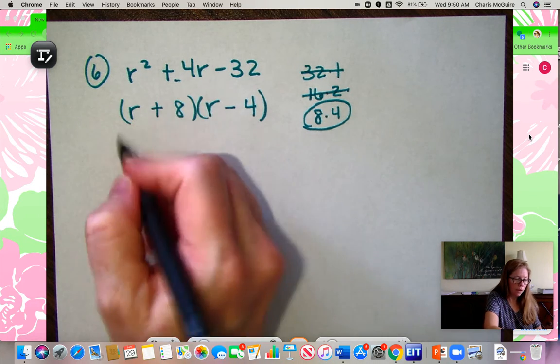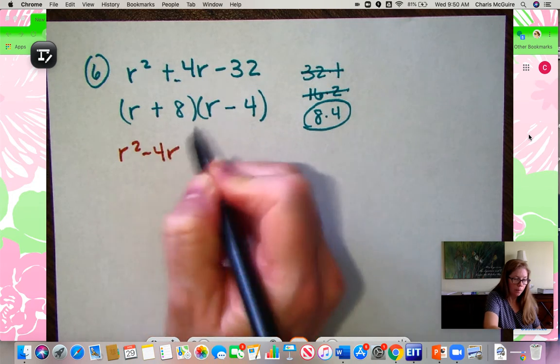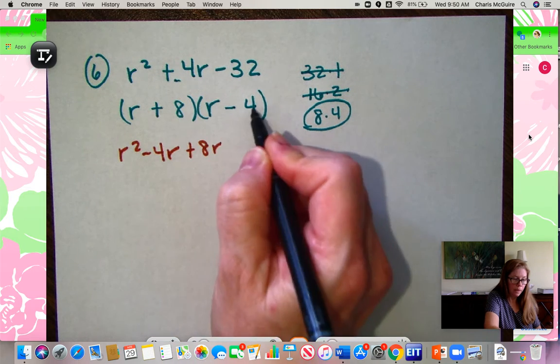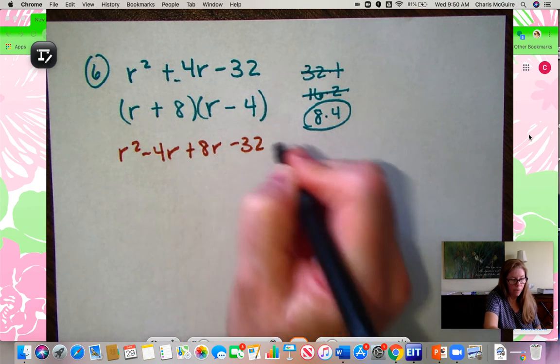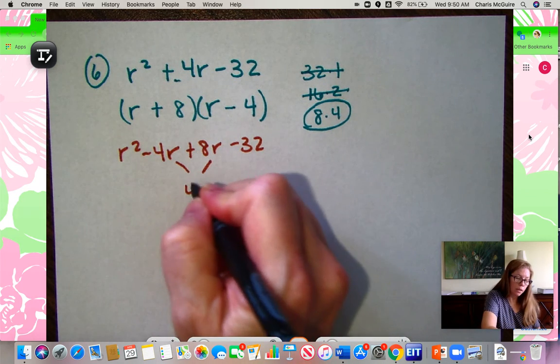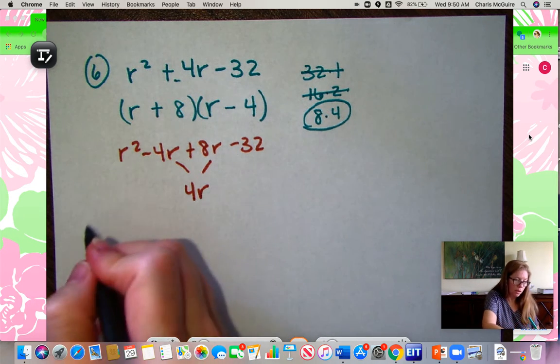R times R, times negative 4, 8 times R, and 8 times negative 4. Okay, check out these middle terms, my friends. Negative 4R and positive 8R is a positive 4R. Brilliant, brilliant, brilliant. Love it. All right, 2 more. You're almost there, my dears.